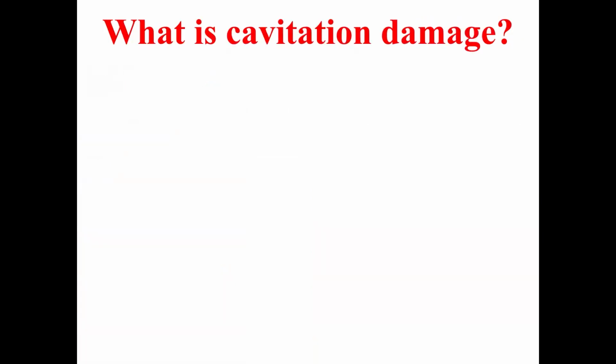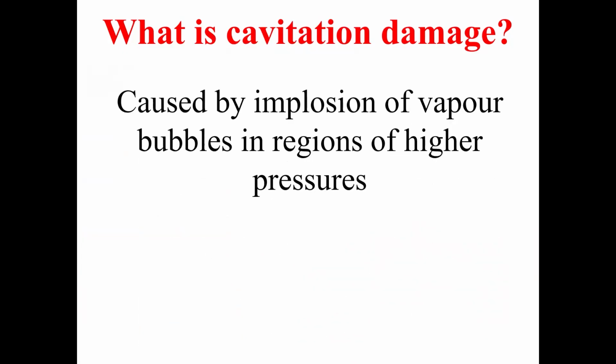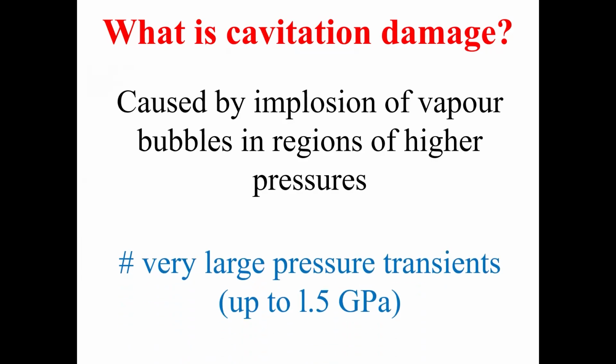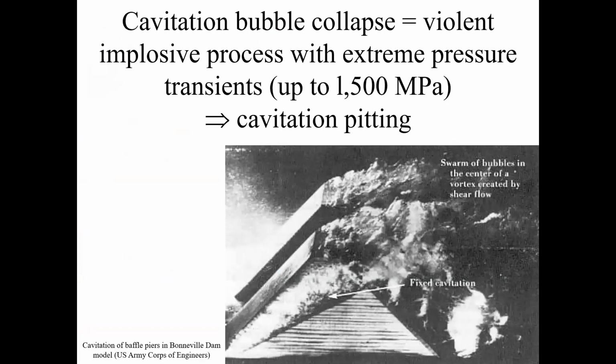What is cavitation damage? Cavitation damage is caused by the implosion of vapor pressure bubbles in a region of higher pressure, which can lead to extremely large and violent pressure transients. The collapse of a cavitation bubble is associated with a very violent process which can lead to extreme pressure in excess of 1,500 megapascal. That could lead to the initiation of some damage called cavitation pitting.